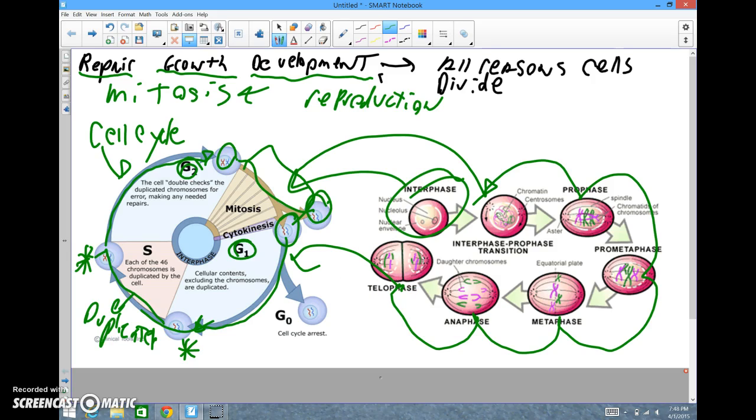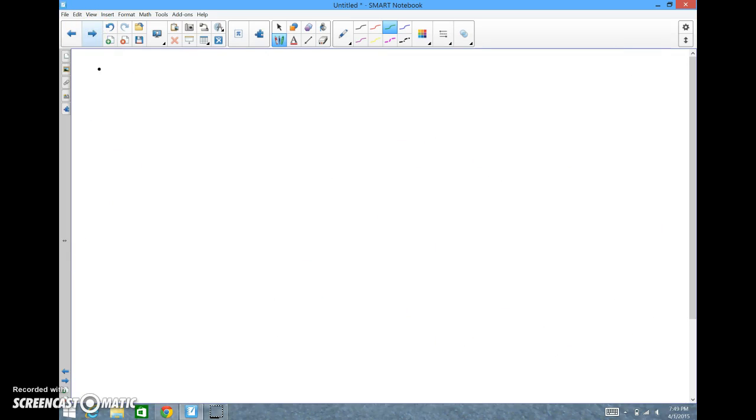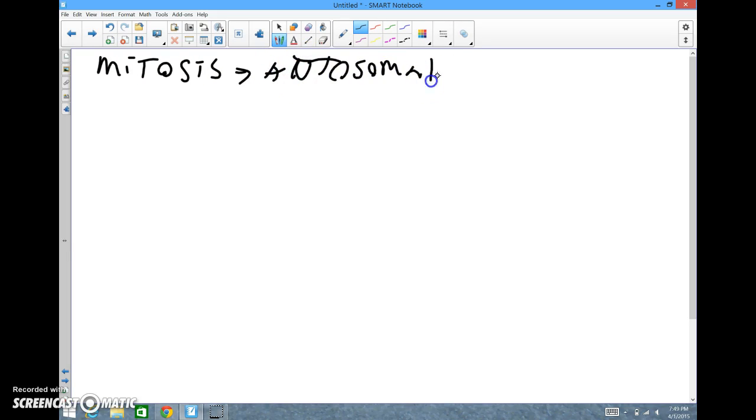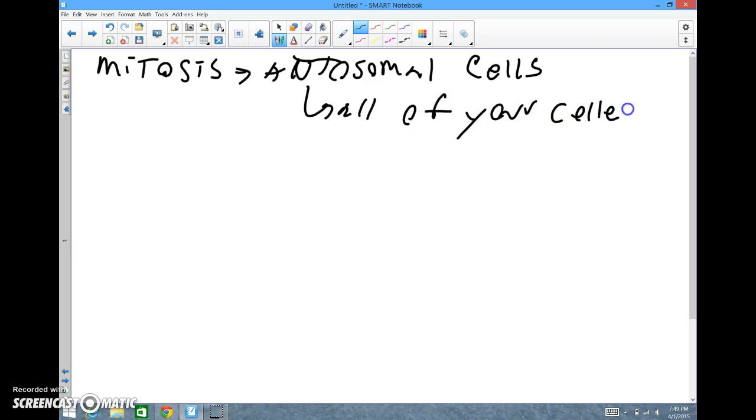We have two new cells, and then we go back to interphase. All right, I know that was really quick, but this is just a review of the stuff we talked about before. So a couple things that we need to think about when we get into this process of mitosis is that mitosis is for autosomal cells. That's a term that we keep using when it comes to chromosomes. Autosomal cells, if you recall, are all of your cells, except for two specific cells. They do not include sperm or egg. Any other cell in your body is an autosomal cell.